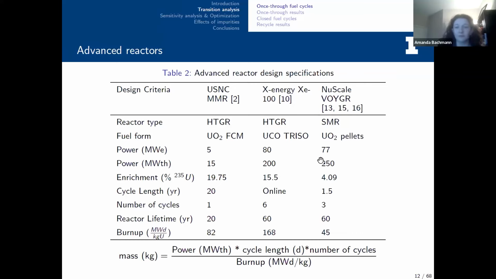And then based off of information in this chart, I was able to calculate how much enriched uranium needs to be in the core of each of these reactors based off of the thermal power, the cycle length, and then the burnup of the reactors as well.